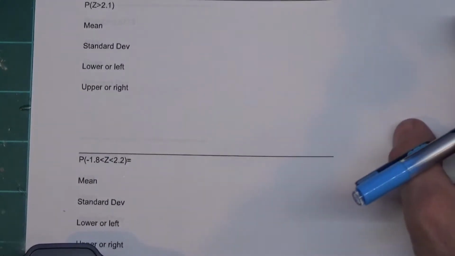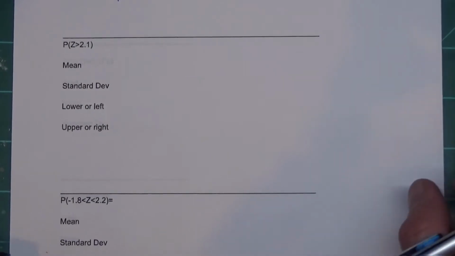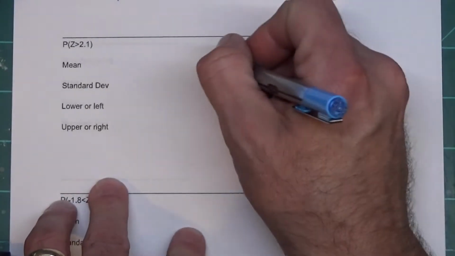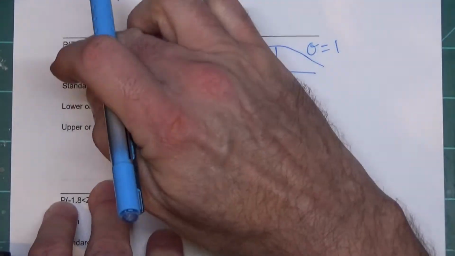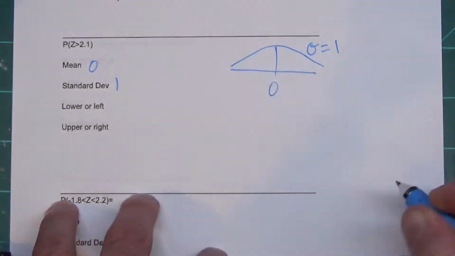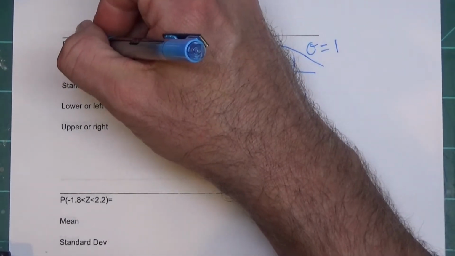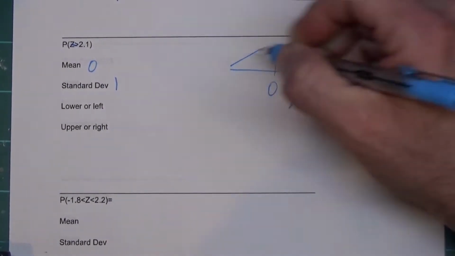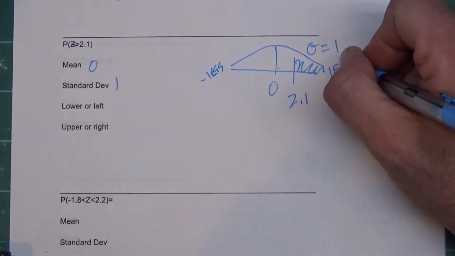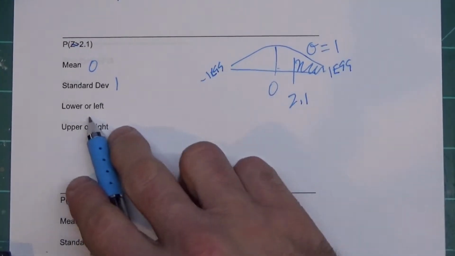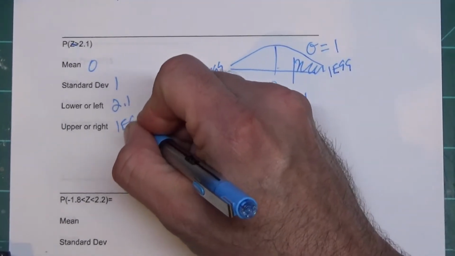On to the second one. We're going to do a little bit of a variety here for the next couple of problems. Now, we're still drawing a bell curve on this. So my mean is 0. My standard deviation is 1 because we're dealing with z, so I can go ahead and write that in. Now, this says I take 2.1, and this little arrow right here is pointing right, so I'm shading this right. Now, remember, this end's negative 1e99. This end is 1e99. So my lower left end will be 2.1. My upper right end will be 1e99.